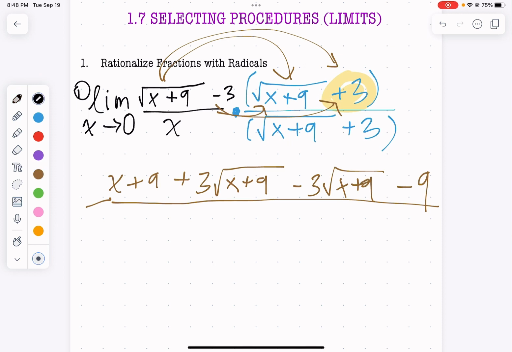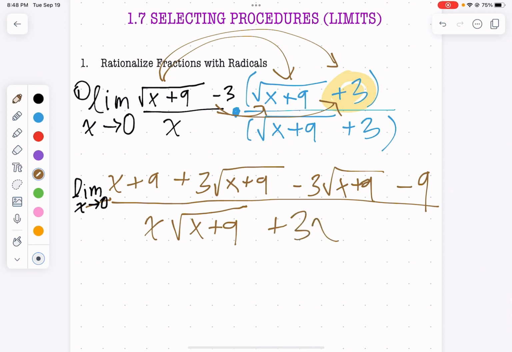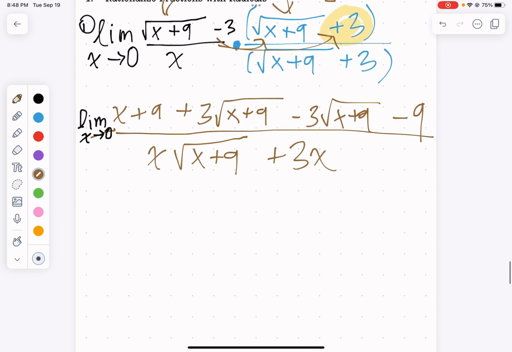Oof, I almost forgot. Please, please, please, always put your little lim sign. All right, guys, College Board will deduct points for that, and I have also learned that the hard way. So we basically do the same thing with the denominator. You just have to go ahead and factor that all out. So x times the square root of x plus 9 plus 3x. All right, cool. Now we're going to come down again. Keep your lim here.